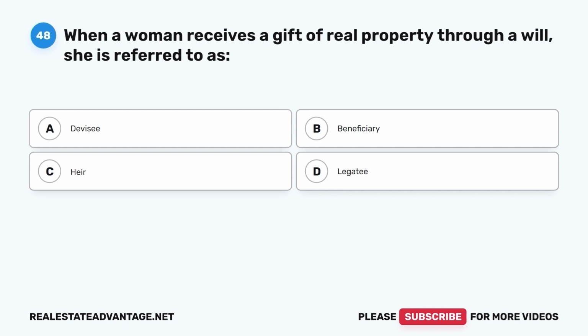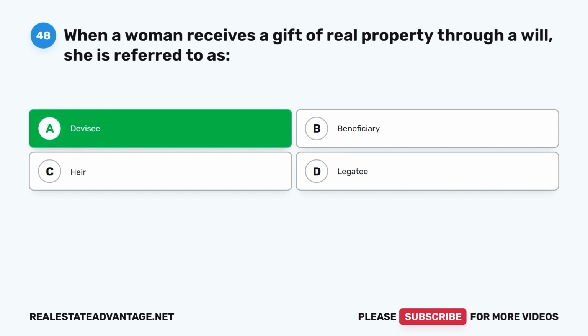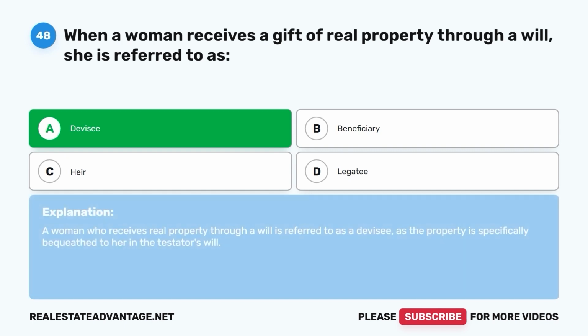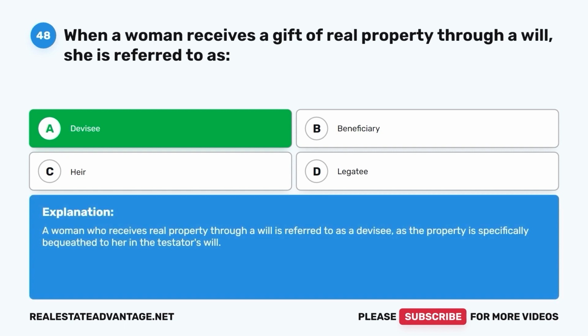Question 48. When a woman receives a gift of real property through a will, she is referred to as A. Devisee, B. Beneficiary, C. Heir, D. Legatee. The correct answer is A. Devisee. A woman who receives real property through a will is referred to as a devisee, as the property is specifically bequeathed to her in the testator's will.